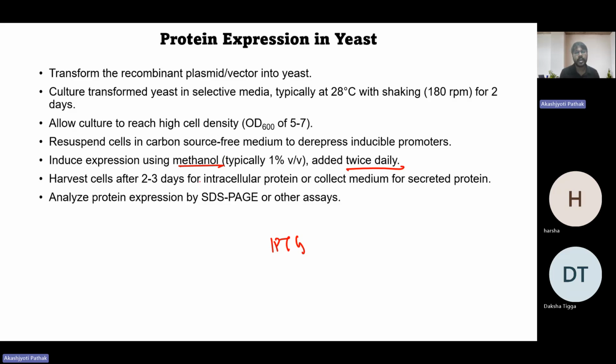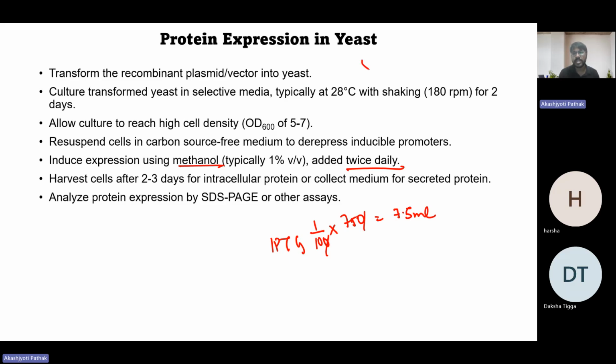But for yeast, you need to add 1% volume by volume methanol. So if it is a 750 ml culture, then how much methanol do we have to add? 1% of 750, so you have to add 7.5 ml methanol. And why yeast? The doubling time of yeast is less, right?